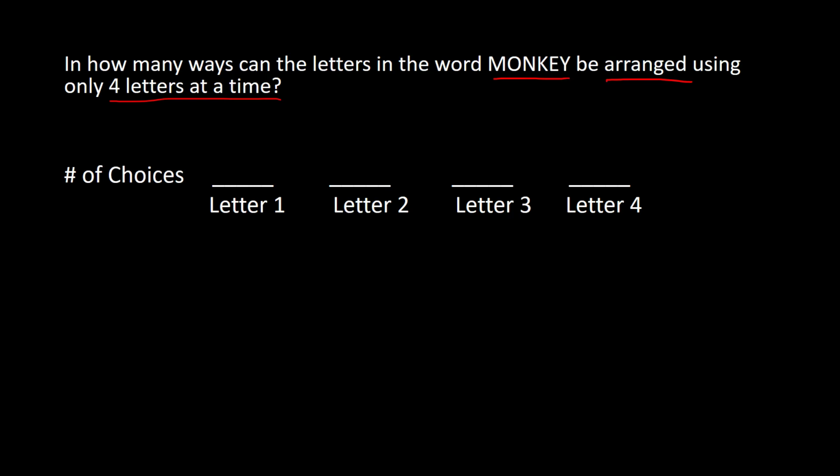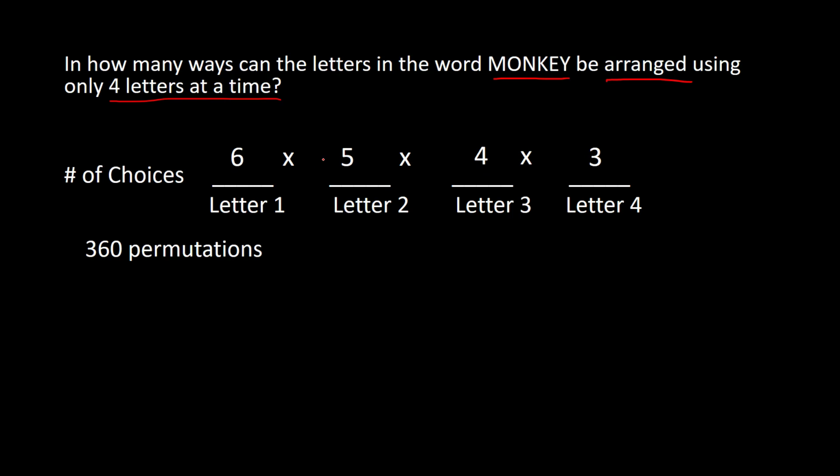So we have 6 letters to choose from, and now we use one of the letters up, and now we're left with only 5 letters for the second option. So now we've used 2 letters. We have now 4 letters remaining for letter 3, and now that we've used 3 letters, we now have 3 letters remaining for the 4th letter. So you multiply all of those together, and you get 360 permutations.